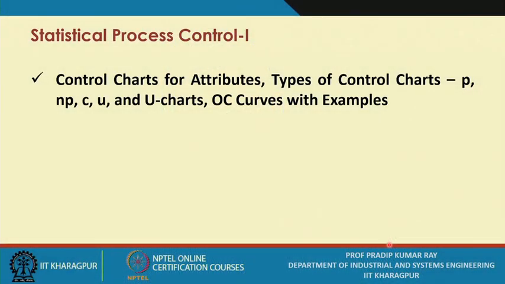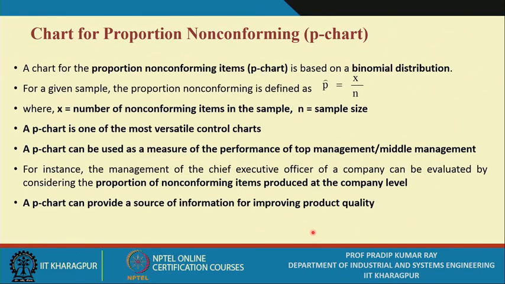So in this particular session, I will be discussing different types of the control charts in use, along with their OC curves, that means as a performance measure, and with examples. We have already mentioned that there is the P control chart for the proportion nonconforming. That means your purpose is to control the proportion nonconforming.